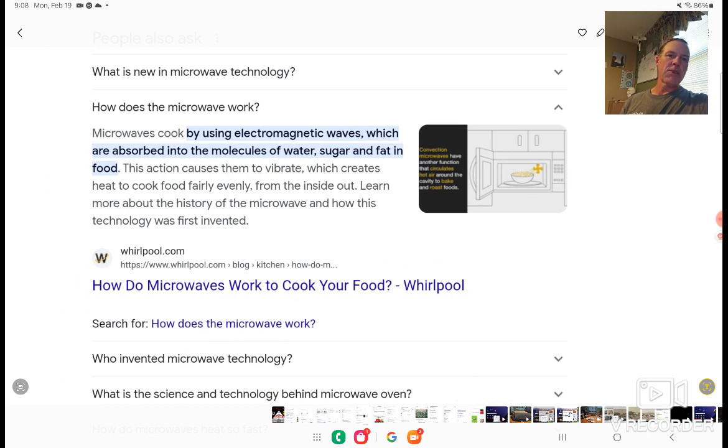Microwaves cook by using electromagnetic waves, which are absorbed into the molecules of water, sugar, and fat in food. This action causes them to vibrate, which creates heat to cook food fairly evenly from the inside out. Learn more about the history of the microwave and how this technology was first invented. Now, we see it right here. This is my whole point.